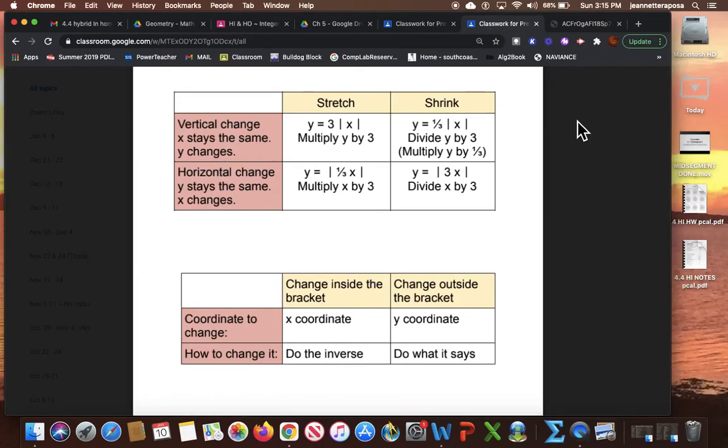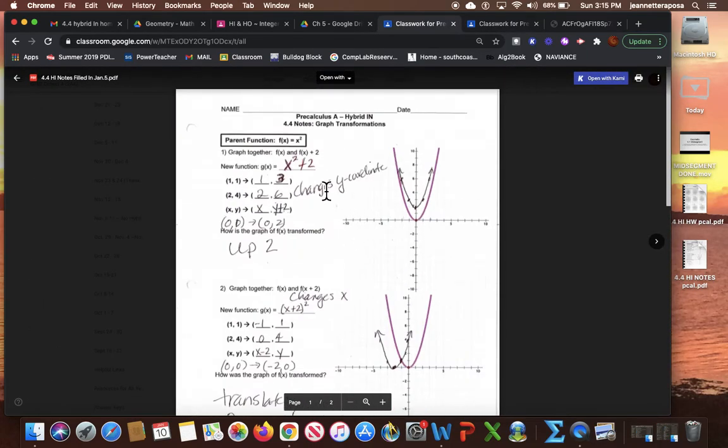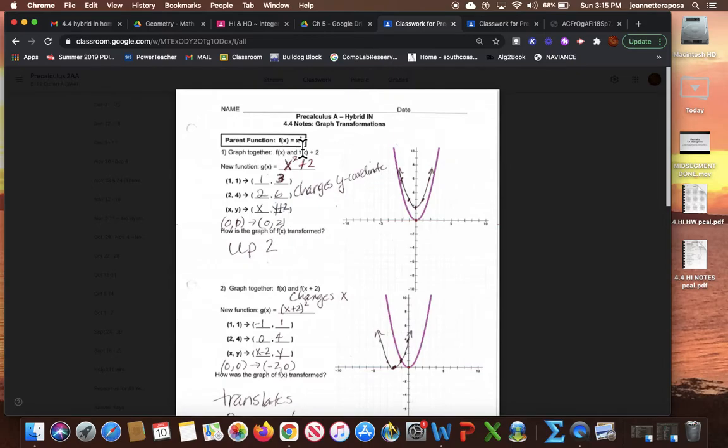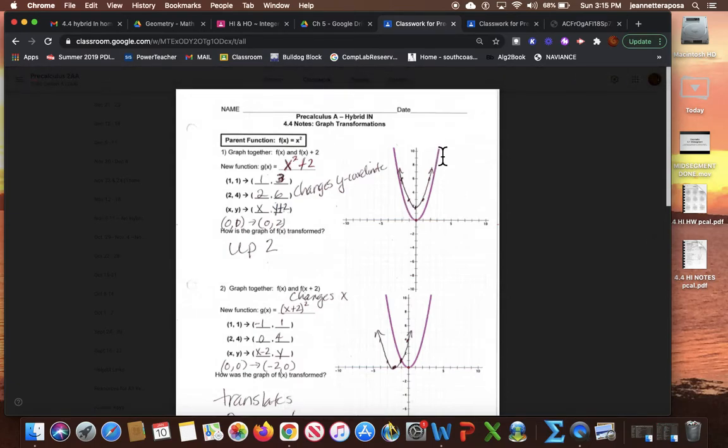Okay, for section 4.4, you missed the lesson, so it's a little tricky. I'm going to refer to this chart. We're doing graph transformations, and what I'm doing is I'm starting with the parent function, y equals x squared, just the basic parabola. All quadratic equations are versions of y equals x squared, and that's this pink graph right here. And these points, (1, 1), (2, 4), and (0, 0), are on the graph of y equals x squared. So let's see how the graph changes when I change f of x.